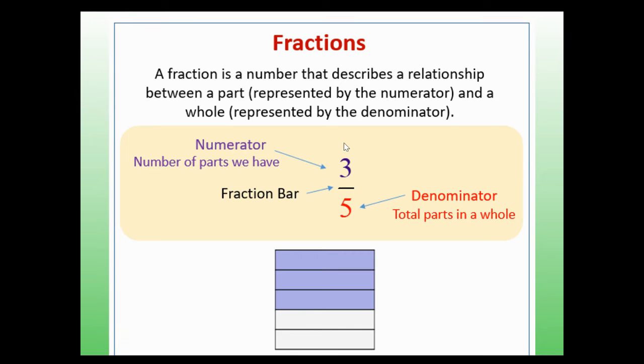In a fraction, we have a numerator and a denominator. Our numerator refers to how many parts we have, and the denominator is how many parts are in the whole. So if I have a chocolate bar split up into 5 parts, and I eat 3 of those parts, I've eaten 3/5. So in other words, a fraction is the number that describes a relationship between a part and a whole. All right, so how many parts is the whole broken up into, and how many of those parts do you have, or how many of those parts are you looking at?